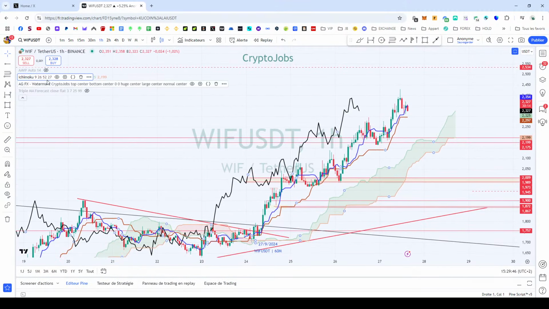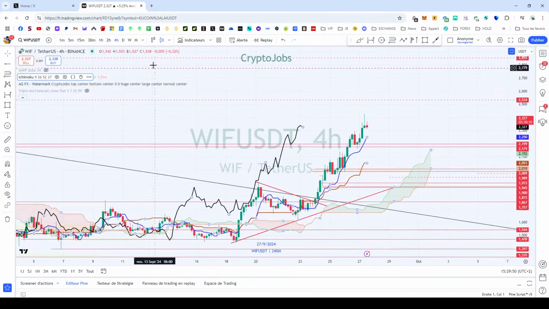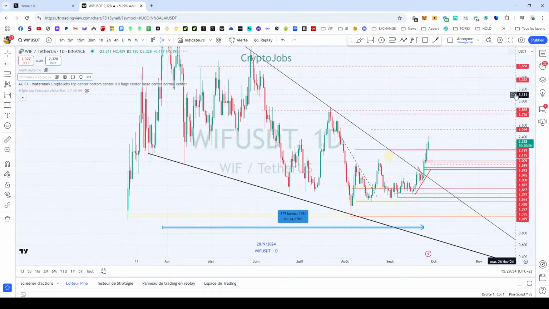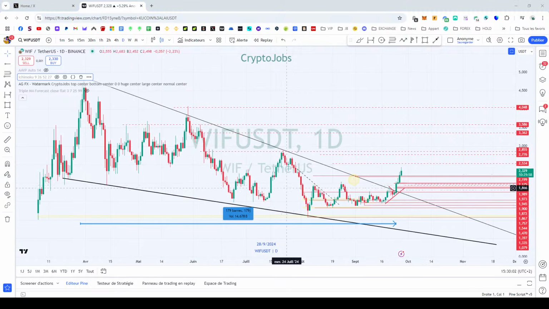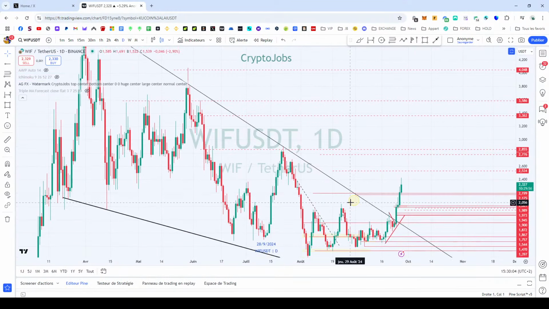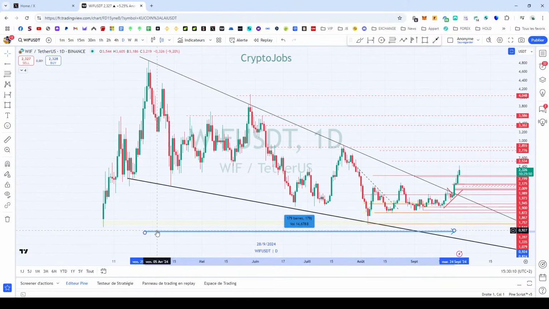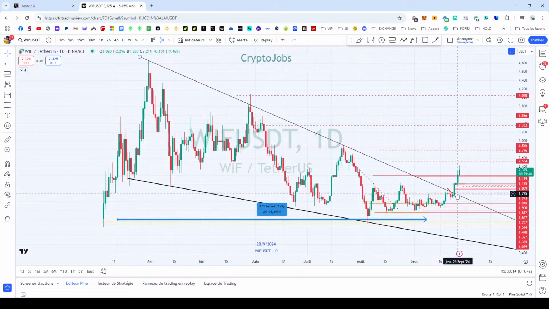Like the previous one, dogs, WIF is pretty bullish. I think, look at it, it's pretty similar to the last one. I don't remember which one I charted. But I also shared it on Twitter, the breakout. I think it was around that level.